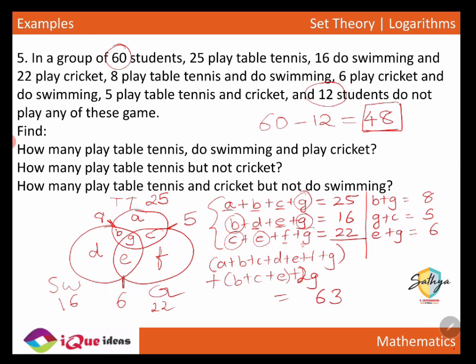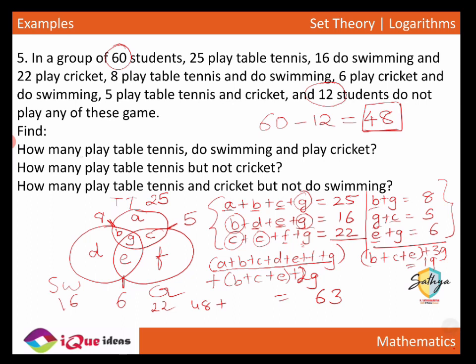Now we already know the sum of the entire circle, that is A, B, C, D, E, F, G, is equal to 48. So 48 plus B plus C plus E plus 2G is 63. From this, we know that B plus C plus E plus 3 times G is equal to 19. So now substitute the values, find out the value of G, then you will be able to find out the value of other things as well.